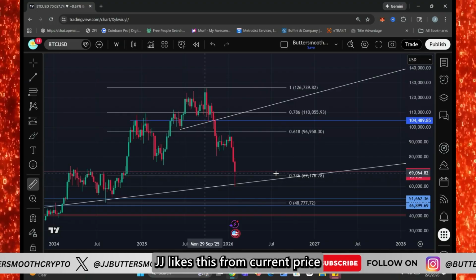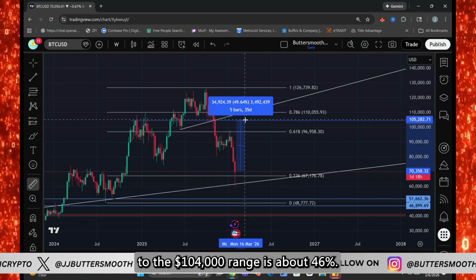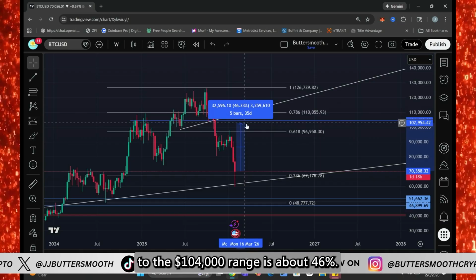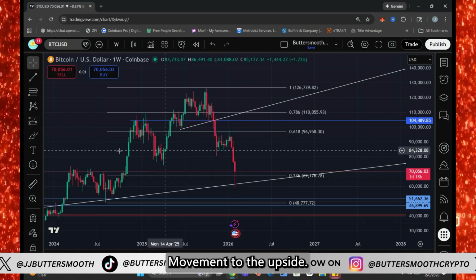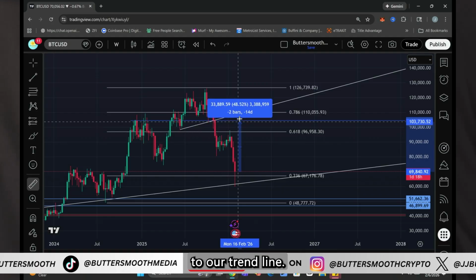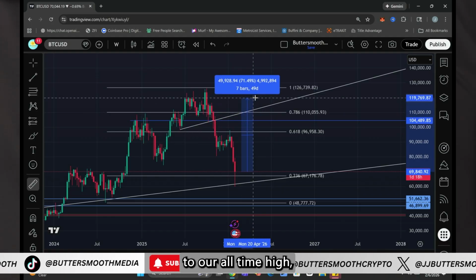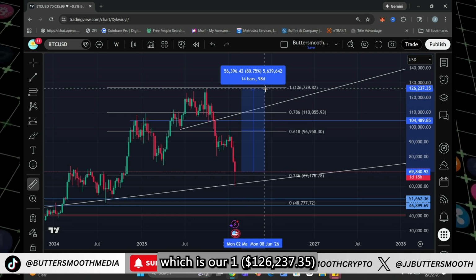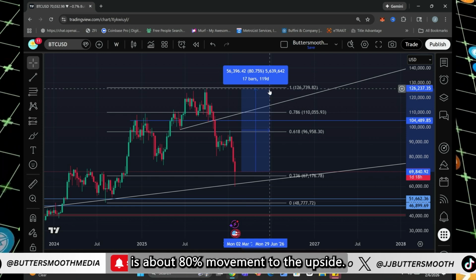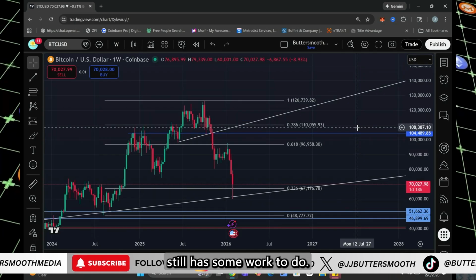But I know JJ likes this: from current price to the $104,000 range is about 46% movement to the upside. We could look at roughly current price to our trend line overhead, which is about 54%. To our all-time high, which is our one movement of our Fibonacci, is about 80% movement to the upside. So you could see Bitcoin still has some work to do.